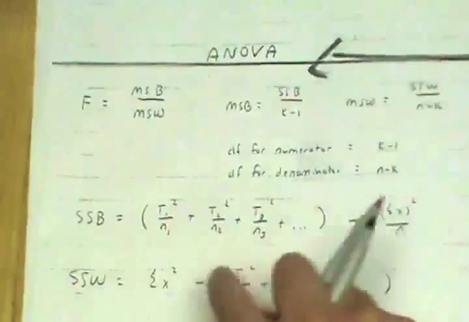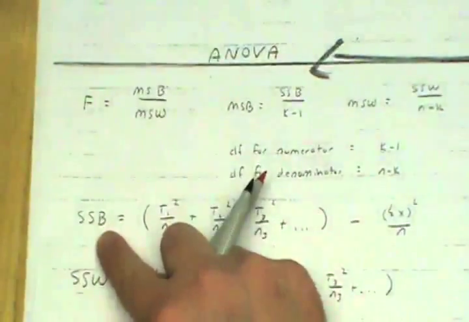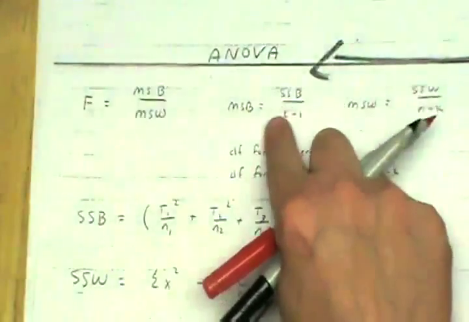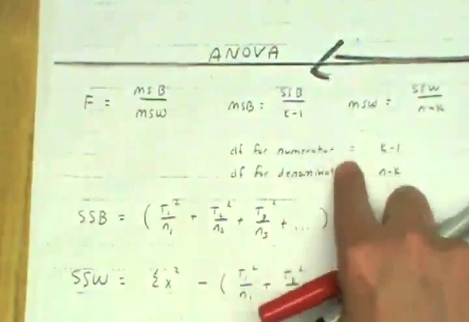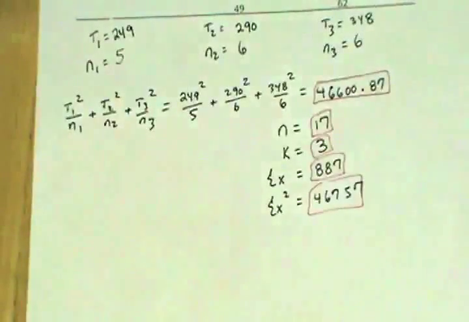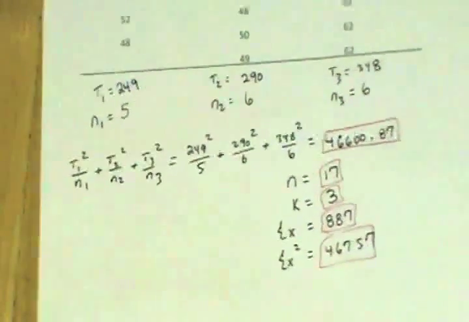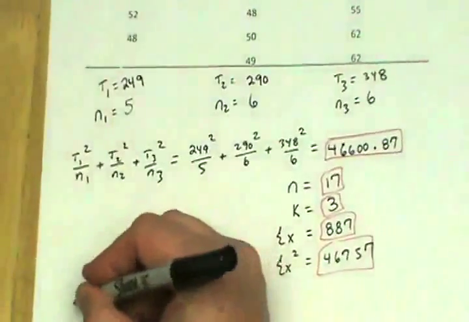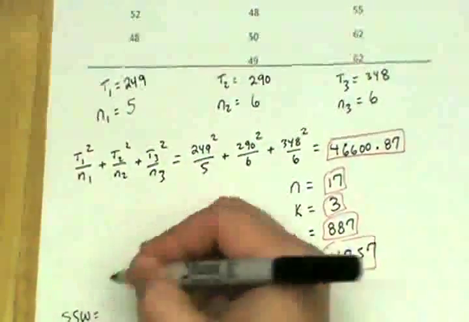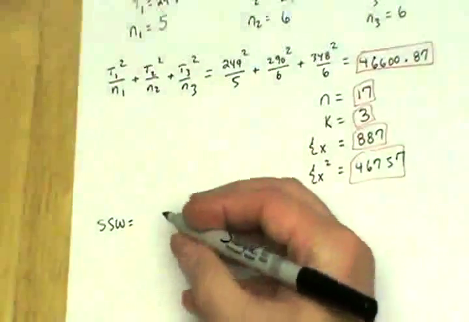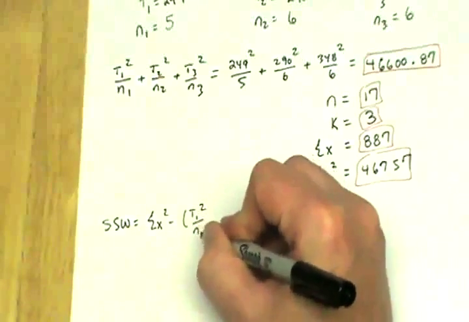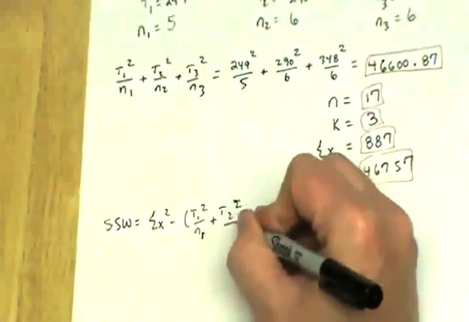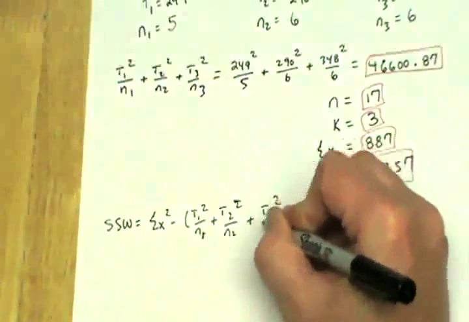Again, we're going to work our way from SSW up to SSB, and then we're going to find MSW, then MSB, and finally F. We're going to calculate the degrees of freedom for the denominator and the numerator, so please reference this as we're going through each step. And here we go. So we're going to find SSW. That is the summation of x squared minus t1 squared over n1 plus t2 squared over n2 plus t3 squared over n3.